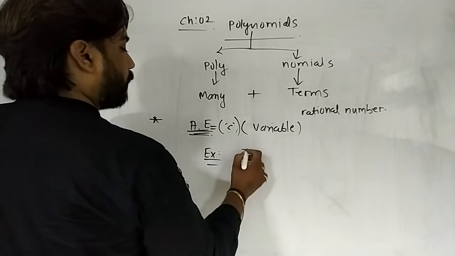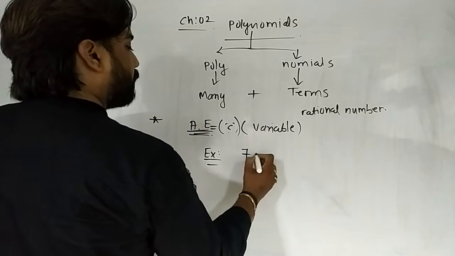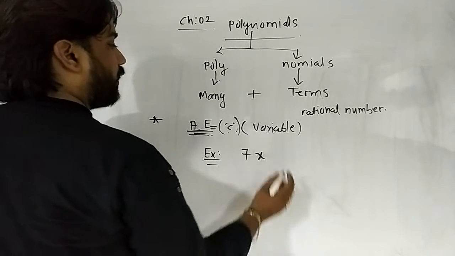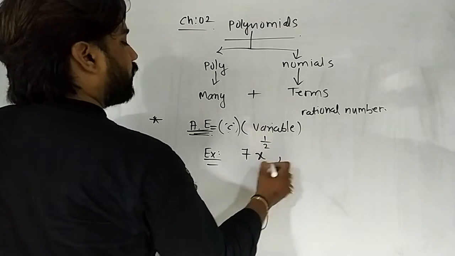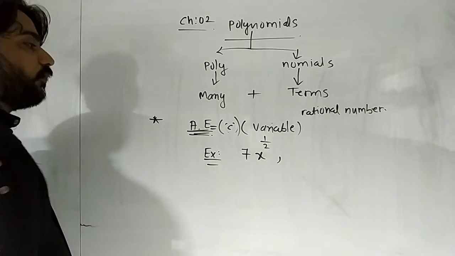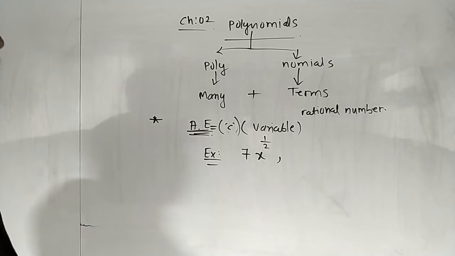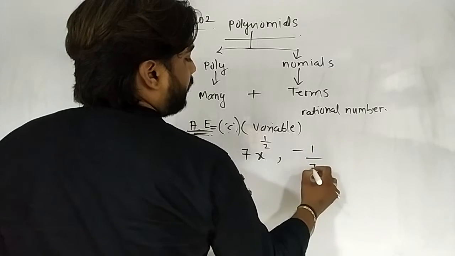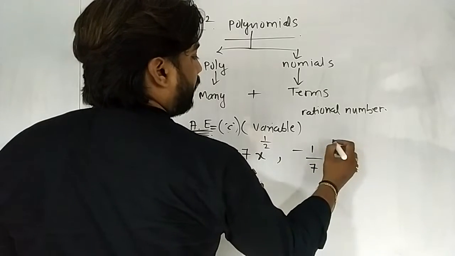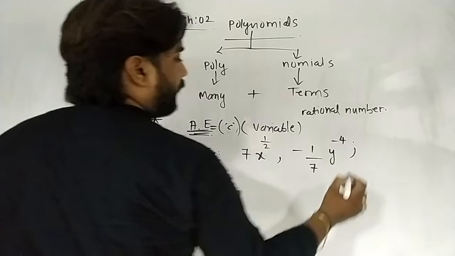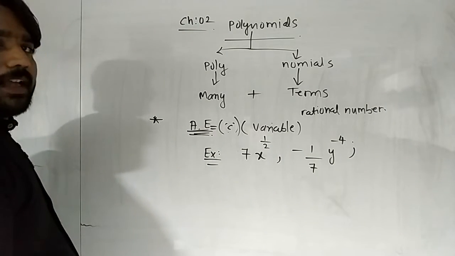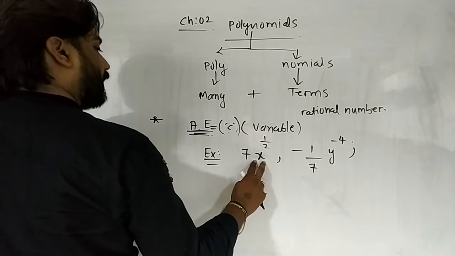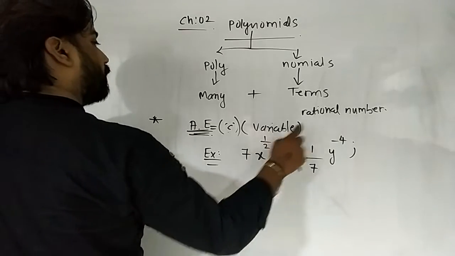So let me do the quick examples of algebraic expression. Any constant, suppose 7, into variable x, and the power of variable must be rational number, say 1/2. So this is one of the examples of algebraic expression. Similarly, minus 1/7 y raised to minus 4 is again one algebraic expression, because constant into variable, and the power of variable is a rational number.